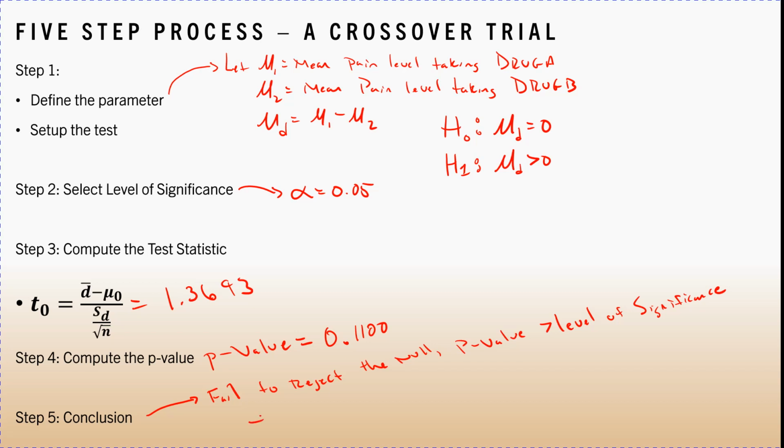And what that means is, on average, it looks like there is no difference in the mean pain levels of this drug. So even though we wanted to see if drug B was better at reducing pain, on average, it actually wasn't. So no evidence to suggest the mean pain levels are different between the drugs.